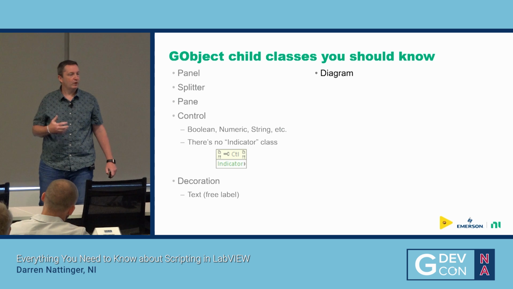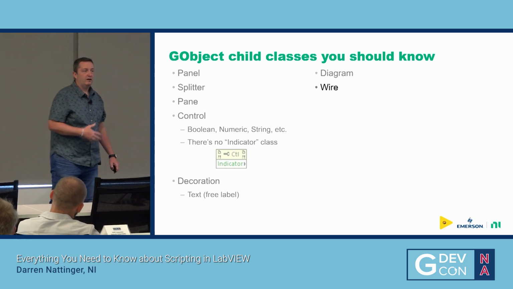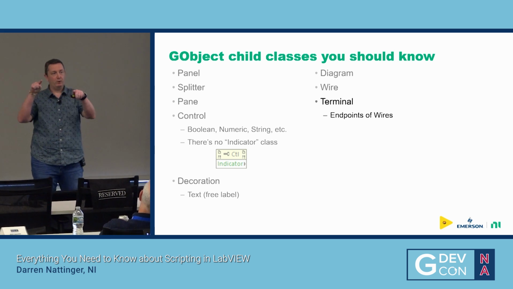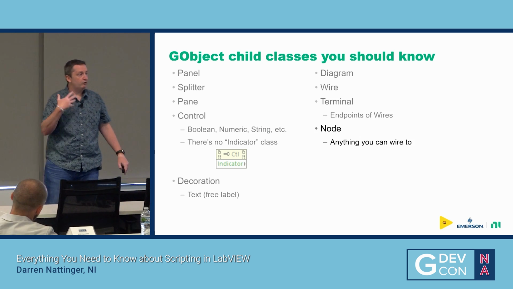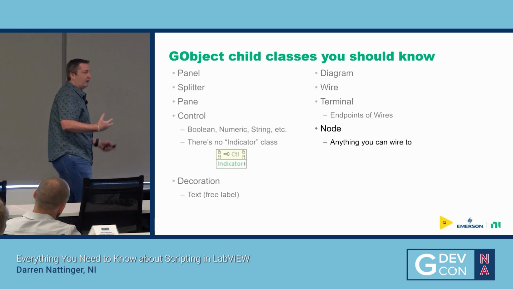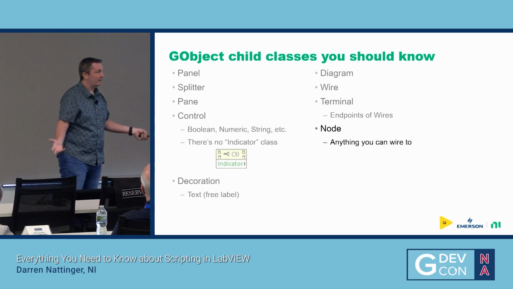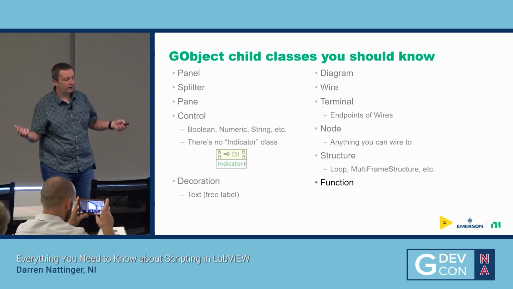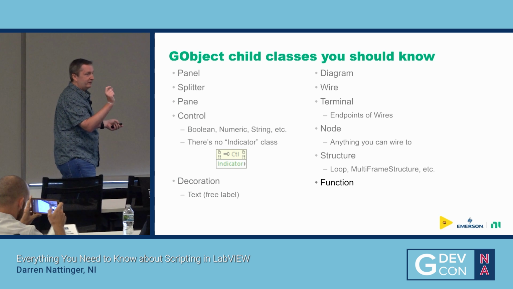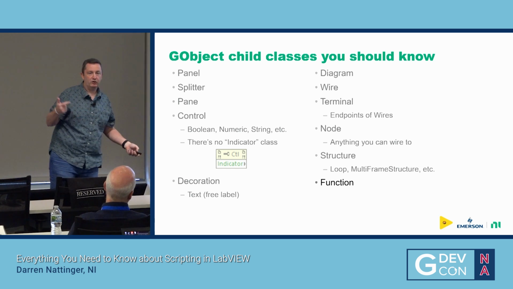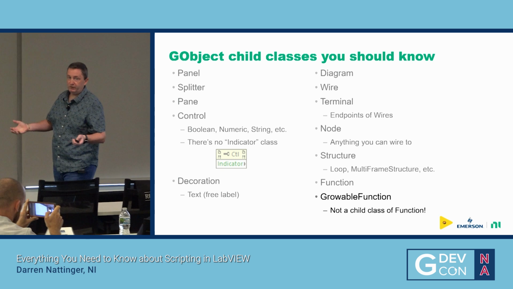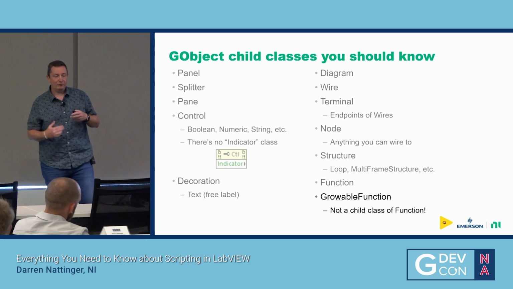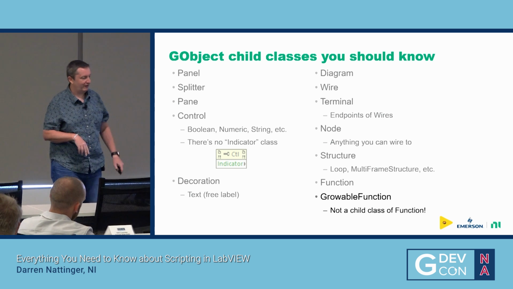On the block diagram, you've got your diagram itself. You've got wires. There's a wire class. You've got terminals, which is a spot where a wire can start or end. You've got nodes, which is anything on the block diagram that you can wire to. So nodes always have terminals. Structures are a type of node because you can wire to a structure. Functions, so this is going to be the little yellow functions like add or match pattern or whatever. And then growable function, which is a property node or an index array or something like that. Growable function, not a child of function, so watch out for that one.